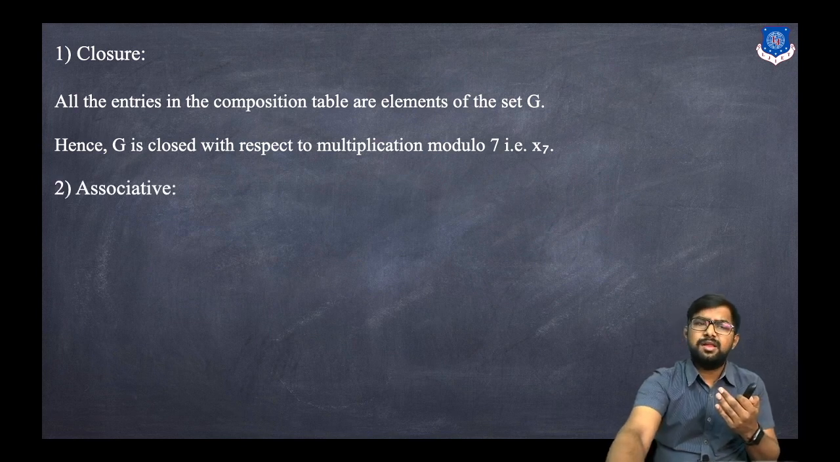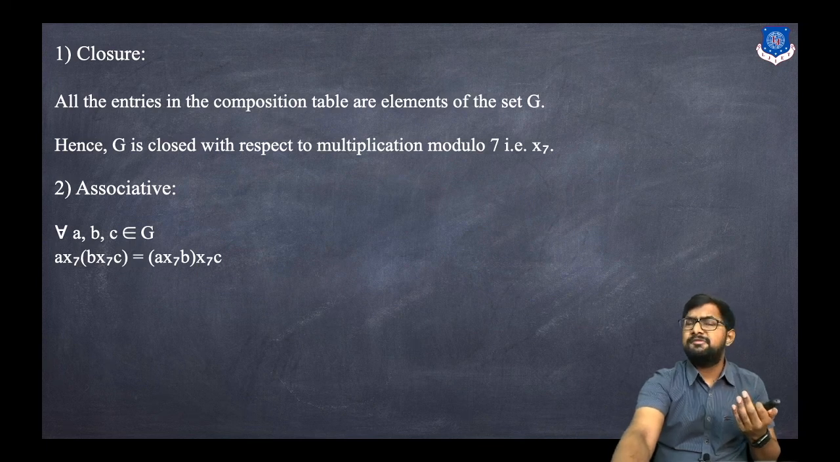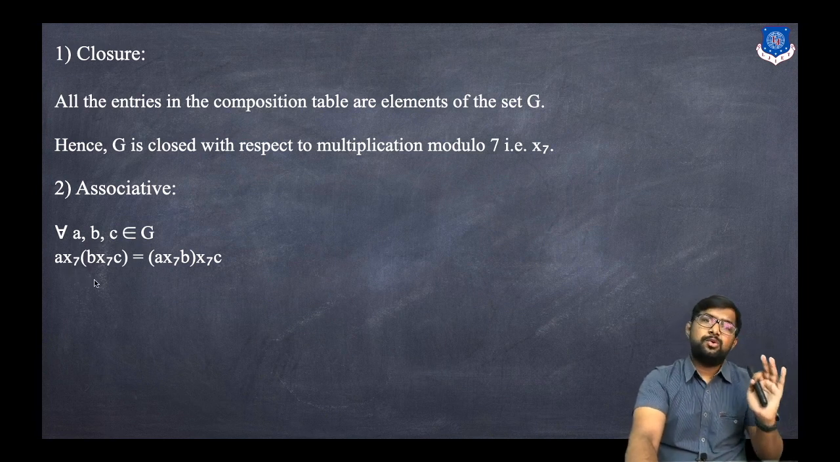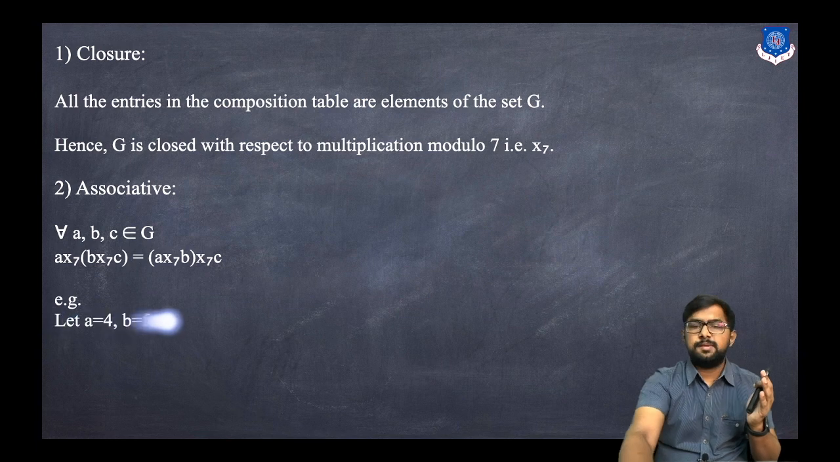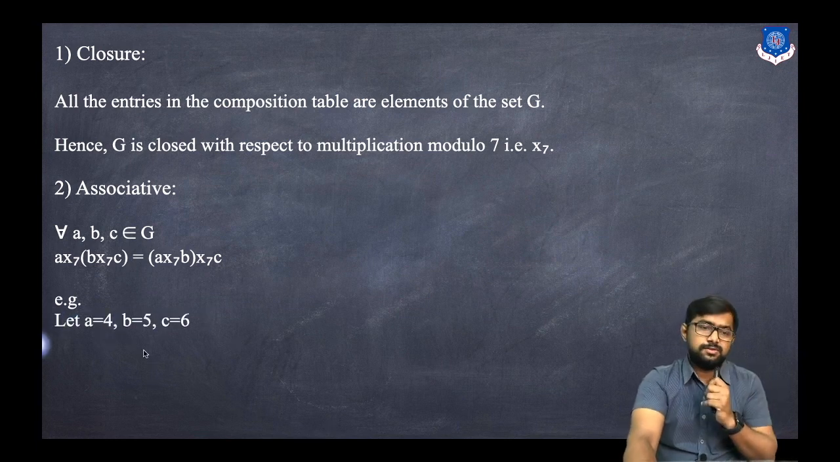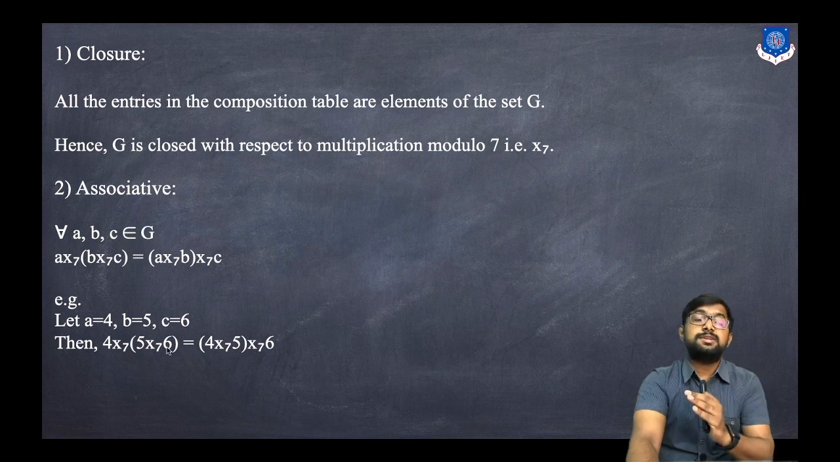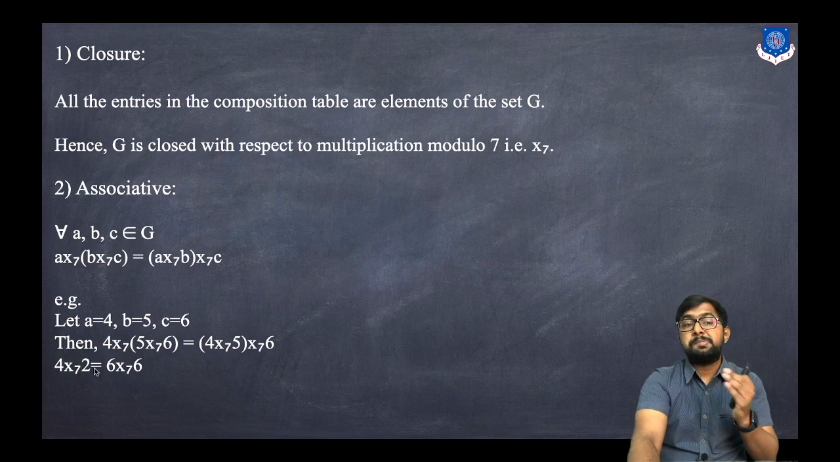Now in the same manner for the associative property, everything is the same. Whatever we did in the previous sum is the same, but only the notations are different and some calculations are different. So A cross 7, B cross 7, C in the same manner. Suppose we take the example 4, 5, 6. So the left hand side will be 4, 5, 6. Now 5 into 6 is 30, and 30 divided by 7, the remainder will be 2.